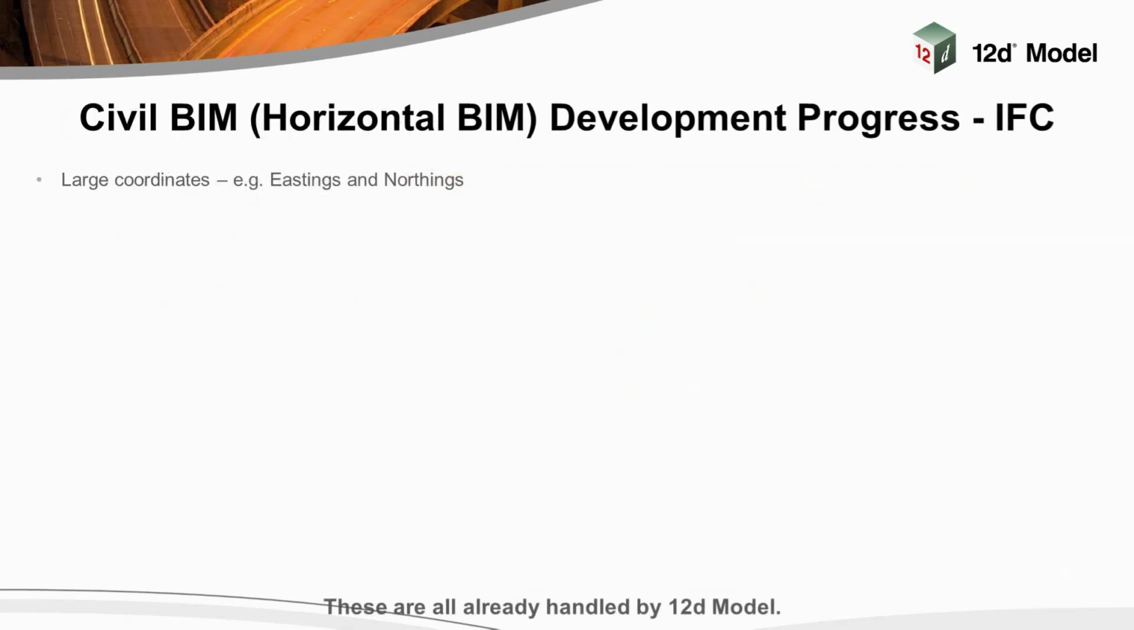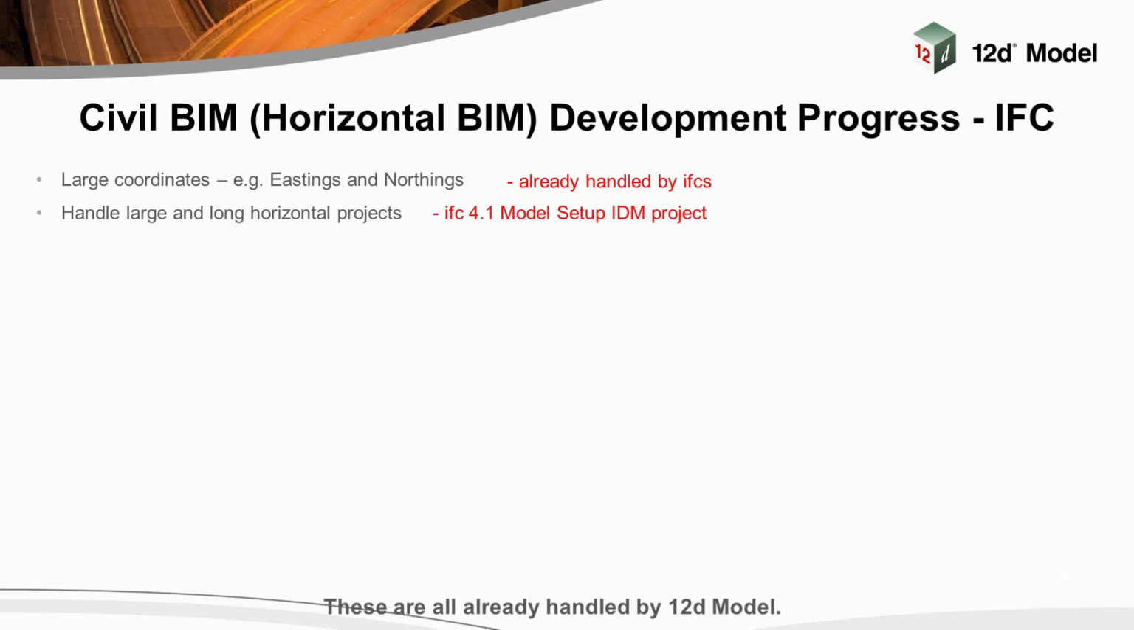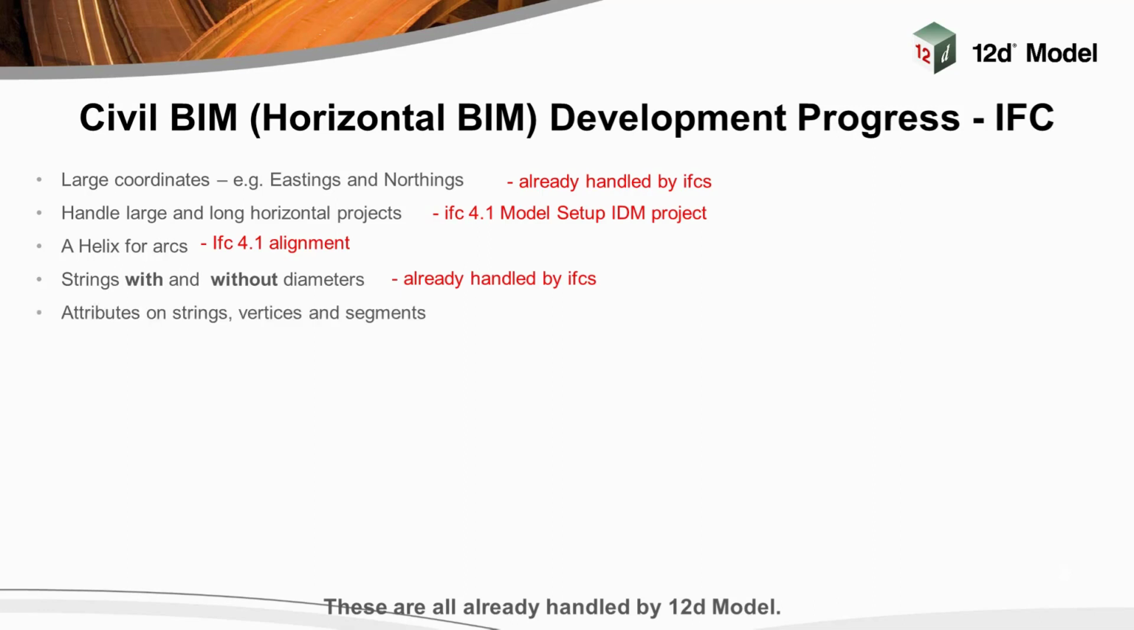So Civil BIM, the horizontal BIM development progress with IFC, large coordinates, they're already handled. Large horizontal projects with IFC 4.1, which is out now, it's available. Again, 4.1 for the arcs, strings with and without diameters is handled within the IFCs. Attributes and strings, vertices and segments.